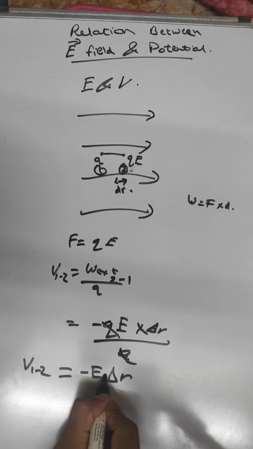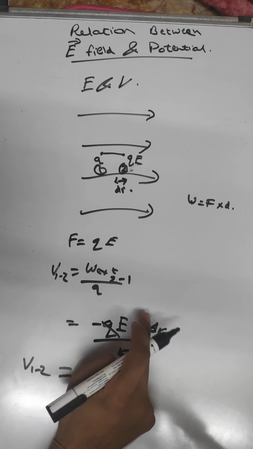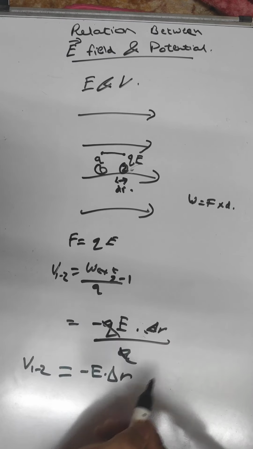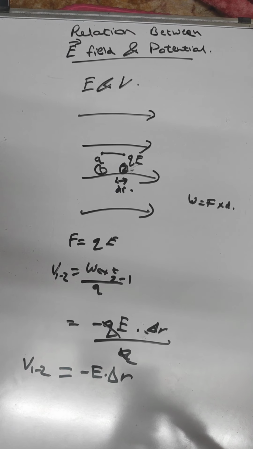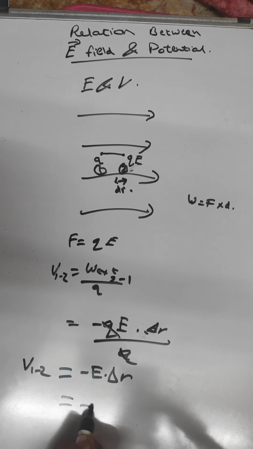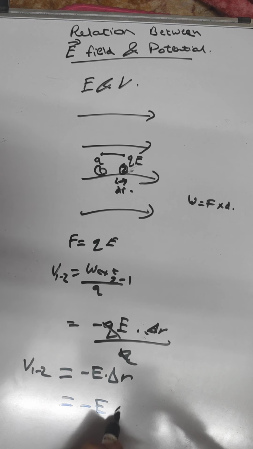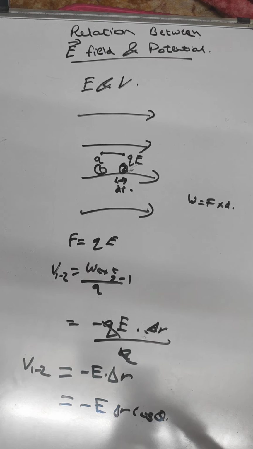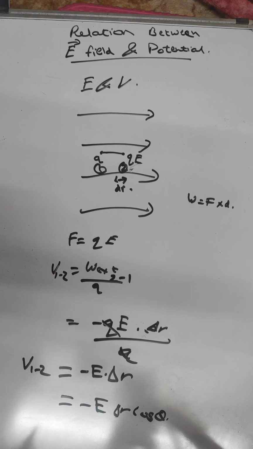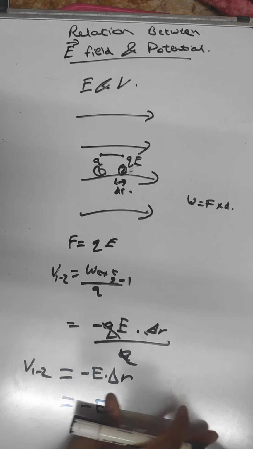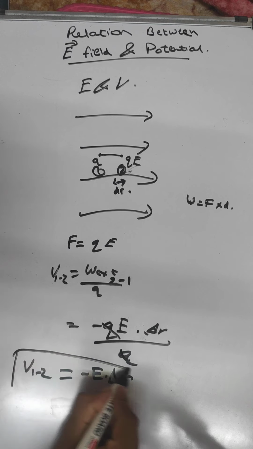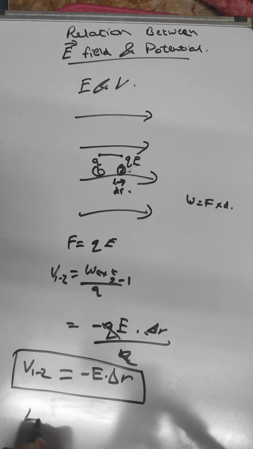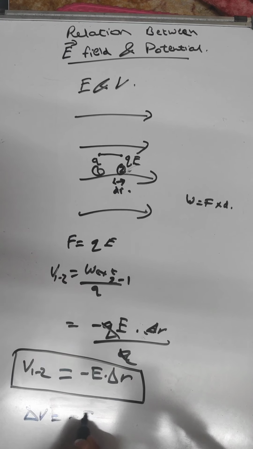This will be a dot product, because here it can be cos theta also. If you want to remove the dot product, you can write E delta R cos theta, which you will know in further classes when you study it in detail. But for right now you need to consider only this. Electric potential difference delta V is equal to minus E dot delta R.